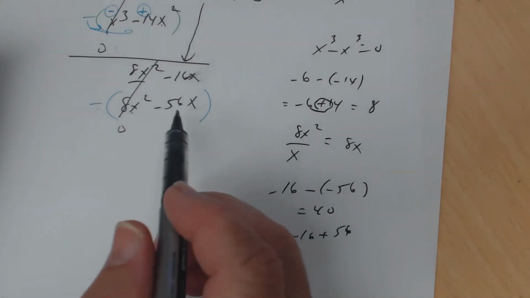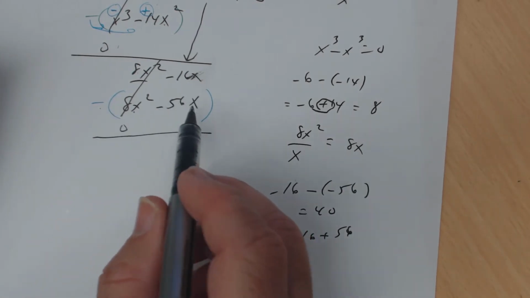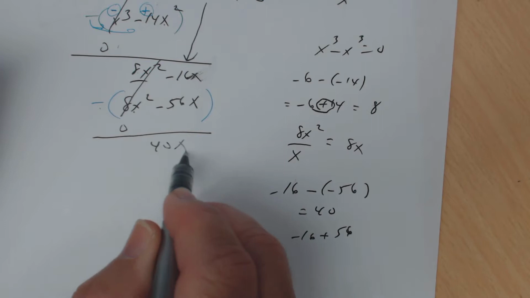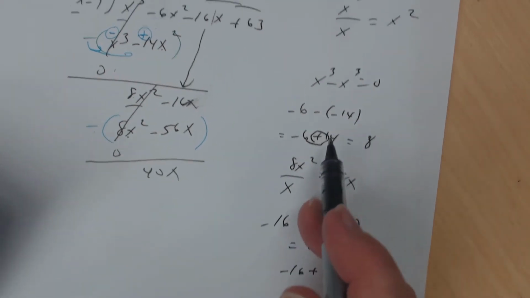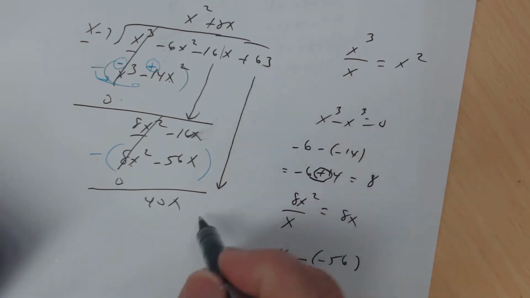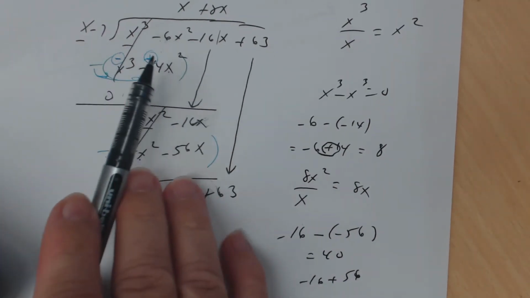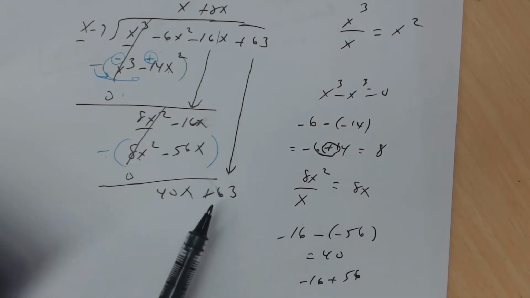So you get 40. So this right here, a negative 16x subtract a negative 56x is a positive 40x. And then you bring down the next term, so it'll be plus 63. And then you do the process all over again. See how you have these little groups? So now we're in the third group.